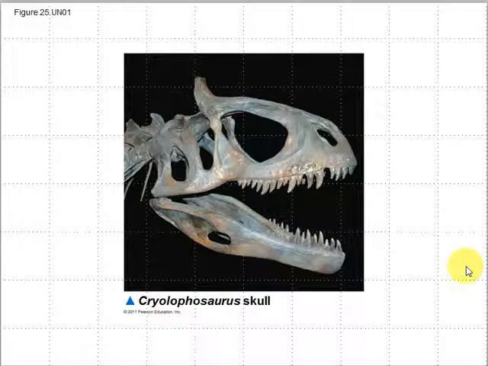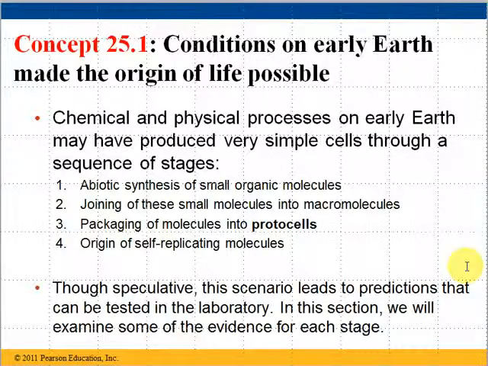We're going to start right here with concept 25.1. It says the conditions on early Earth made the origin of life possible. And of course, we don't know exactly how life originated here on planet Earth. The origin of life is going to be the most speculative topic of this entire unit because we don't have any direct fossil evidence of that particular episode or moment in time.